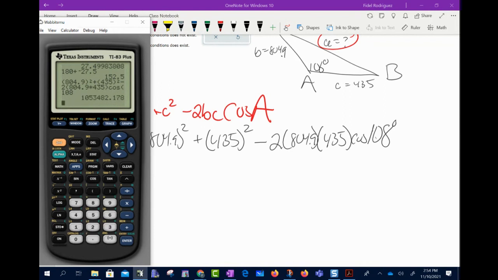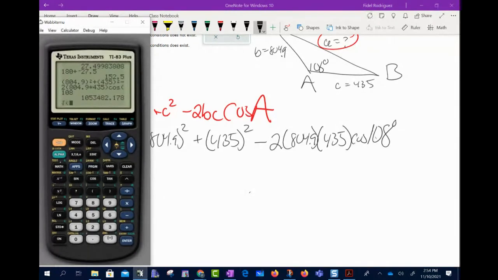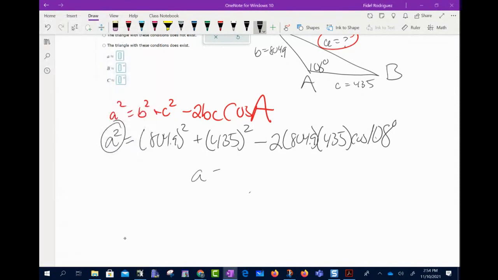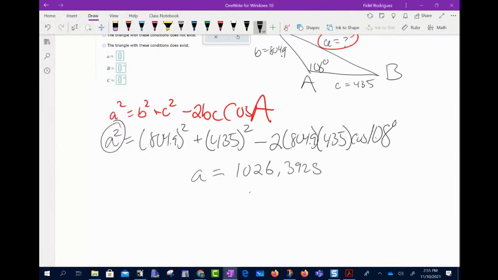Okay, and this is the value I'm coming up with, y'all. Notice that's actually giving me the value of a squared, though, right? So if I want to find a, I need to take the square root of what we just came up with. I take the square root of my answer, and I'm coming up with 1026.3928. So a equals 1026.3928. The only reason I'm going to 3928 is it said, whatever you do for your intermediate steps, round to 4 decimal places, so that's what I'm doing.